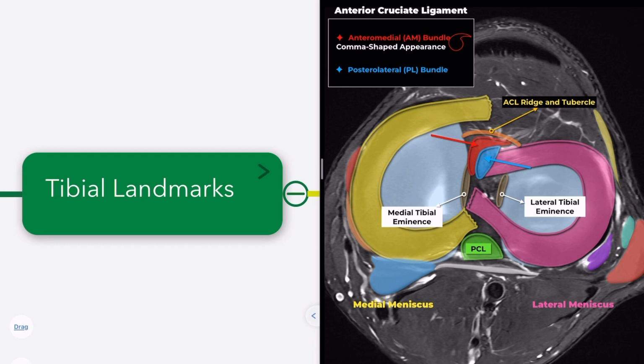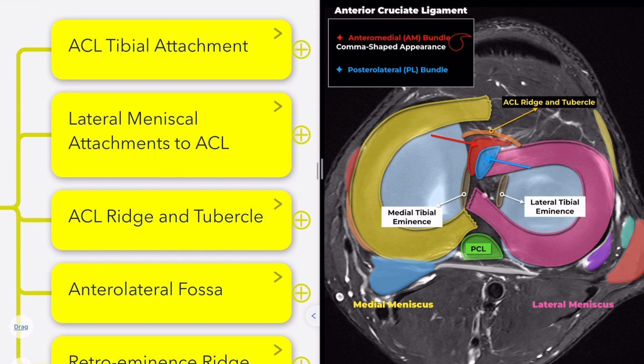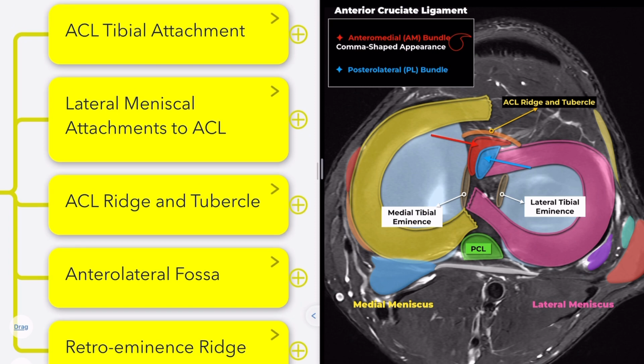Today's topic centers on ACL tibial landmarks, primarily focusing on the ACL tibial attachment, footprint morphology, and the lateral meniscal attachments to the ACL. The ACL exhibits a distinctive spreading from proximal to distal, presenting a larger tibial footprint than its femoral origin. The division between the attachments of the anteromedial and posterolateral bundles on the tibia was found to be obliquely oriented, coursing in a posteromedial to anterolateral direction.